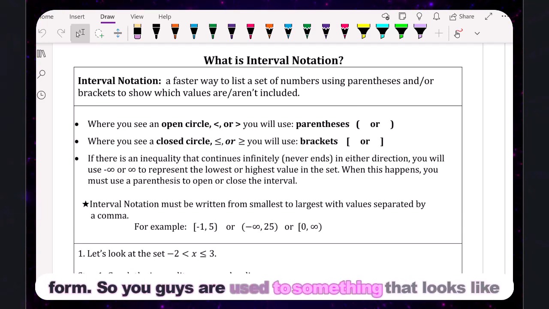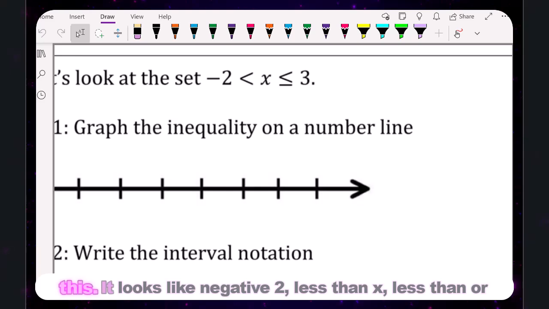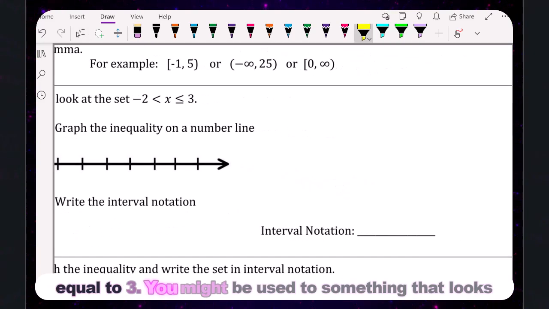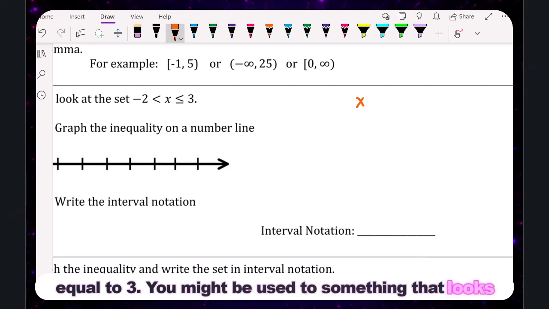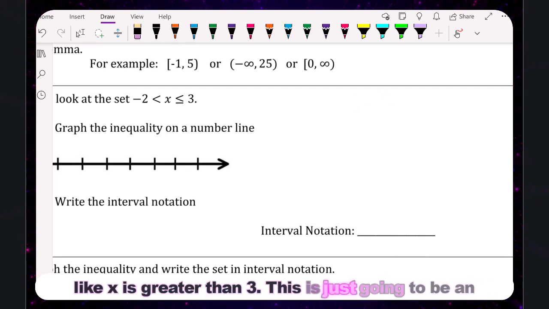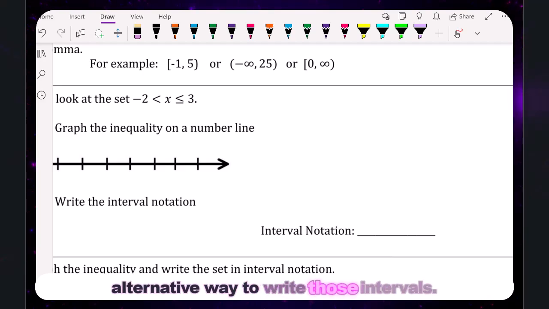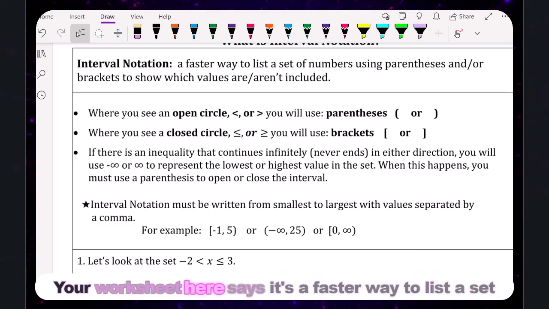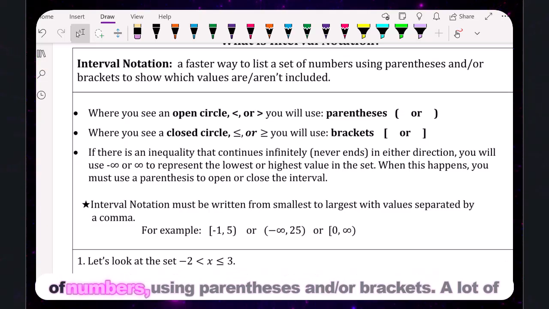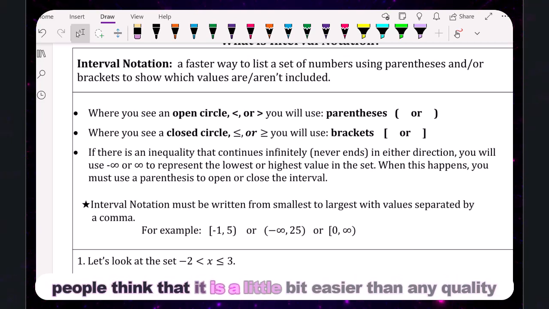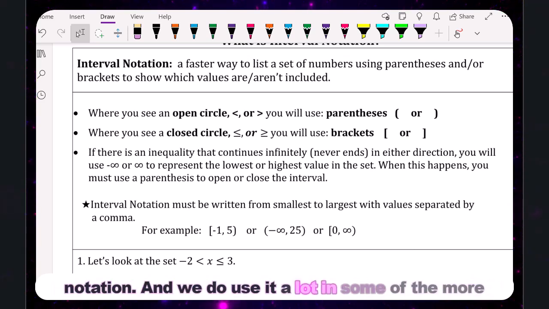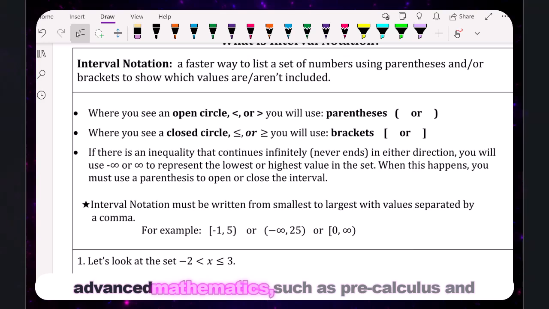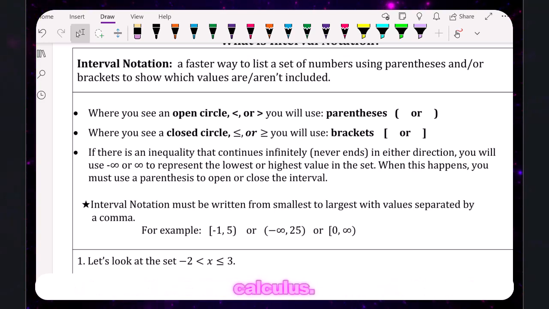So you guys are used to something that looks like this. It looks like -2 less than x less than or equal to 3. You might be used to something that looks like x is greater than 3. This is just going to be an alternative way to write those intervals. And your worksheet here says it's a faster way to list a set of numbers using parentheses and or brackets. A lot of people think that it is a little bit easier than inequality notation, and we do use it a lot in some of the more advanced mathematics such as pre-calculus and calculus.